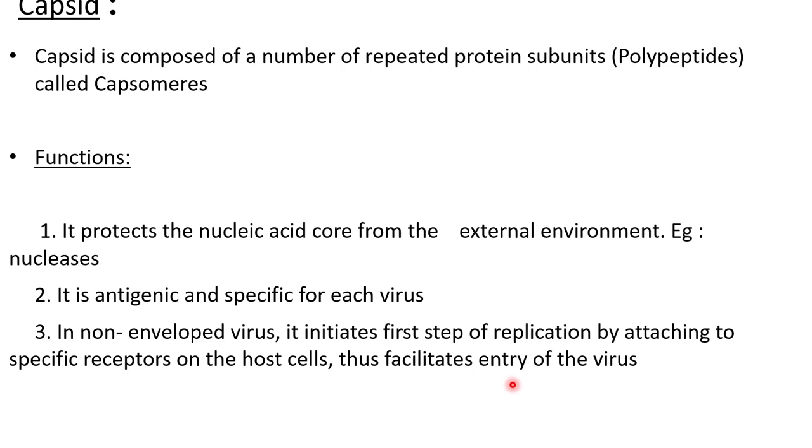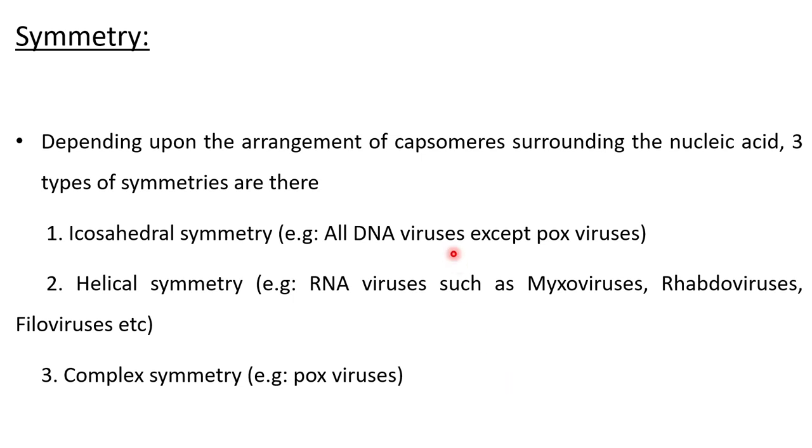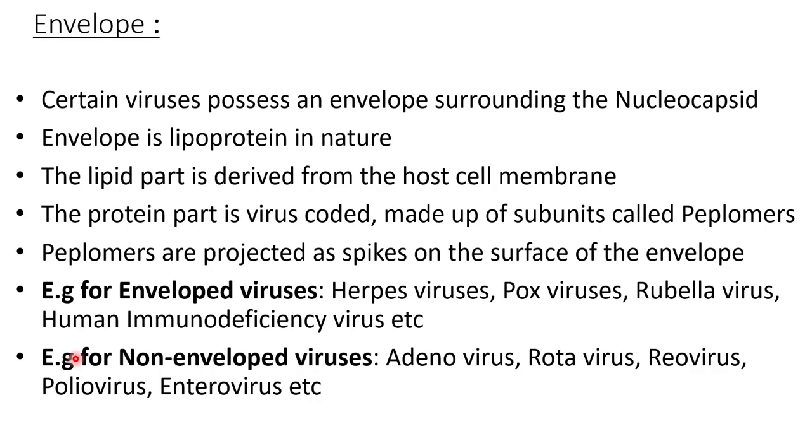Then, depending upon the arrangement of capsomers surrounding the nucleic acid, there are 3 types of symmetries of nucleocapsid, that is icosahedral symmetry, helical symmetry, and complex symmetry. And the outermost component of the viruses is the envelope. Some of the viruses are enveloped, some of the viruses are lacking this envelope, so they are non-enveloped.